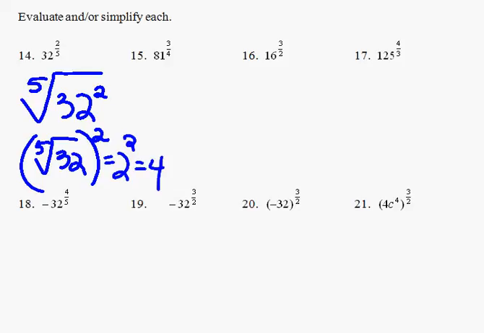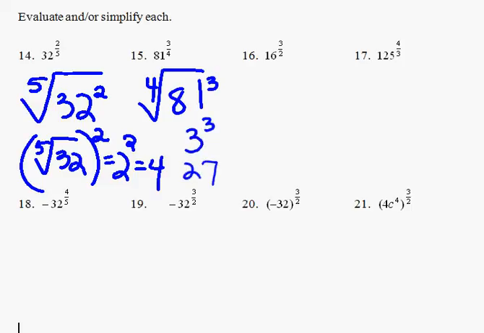81 to the 3 over 4 is the 4th root of 81 cubed. The 4th root of 81 is 3 because 3 raised to the 4th power is 81. 3 cubed is 27. So again, I did the 4th root first rather than raise 81 to the 3rd power.